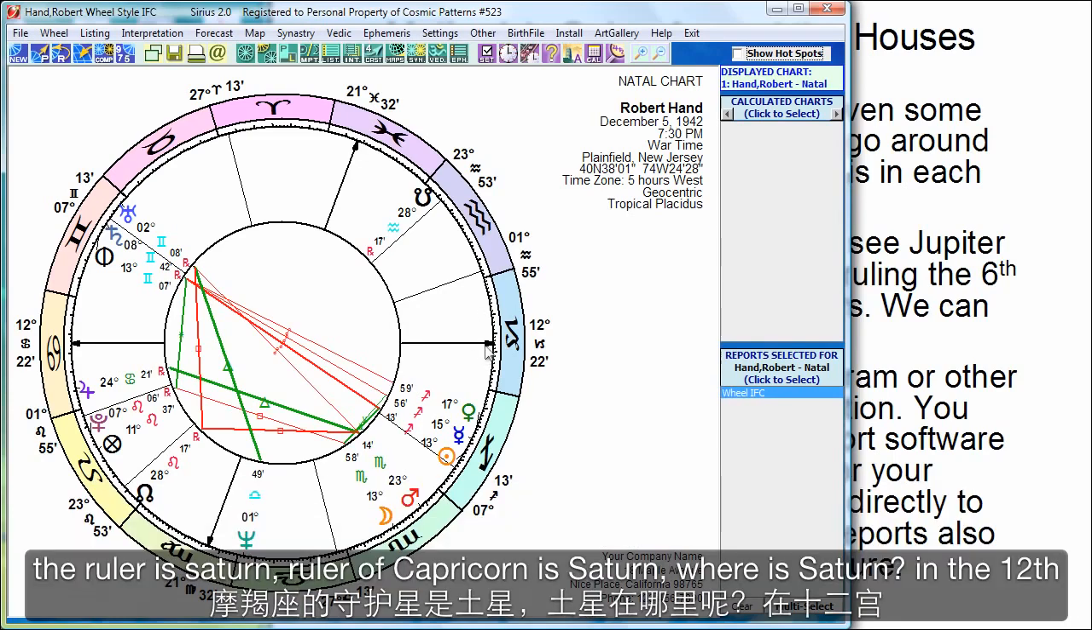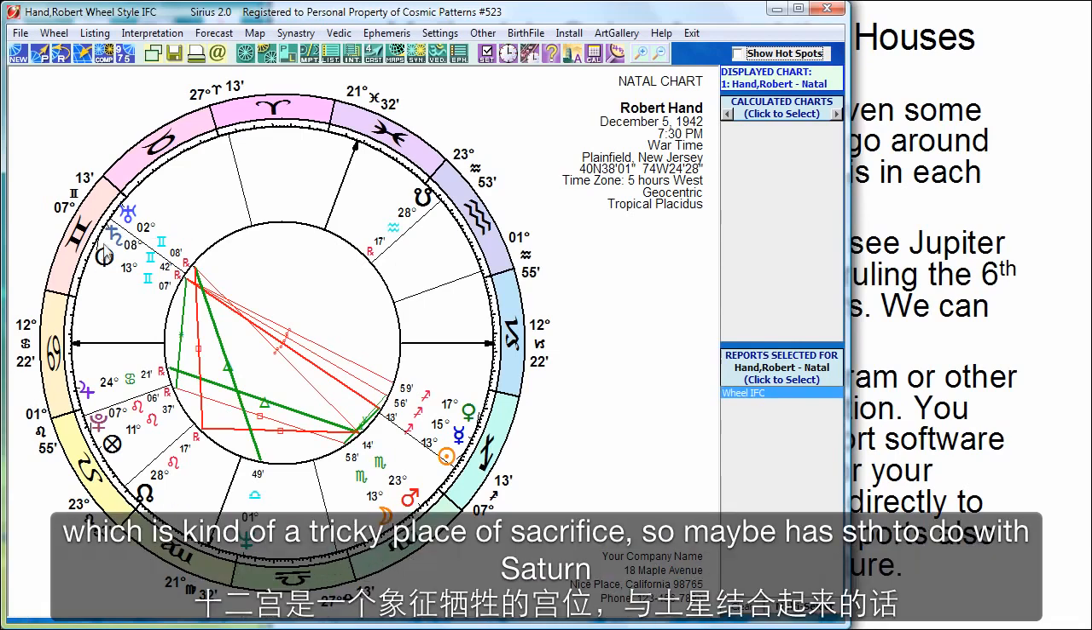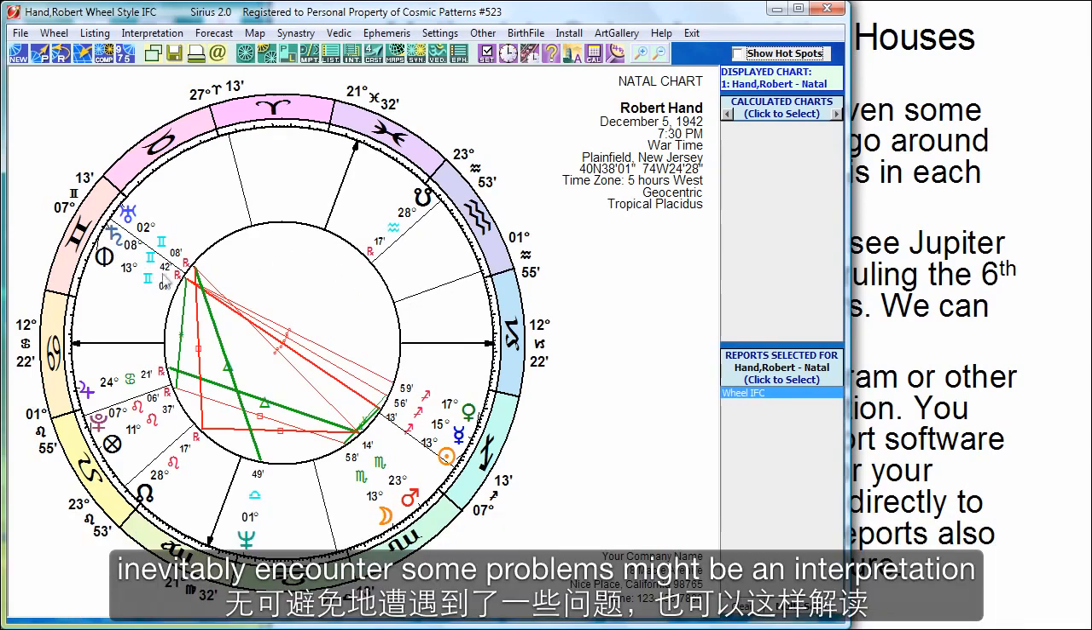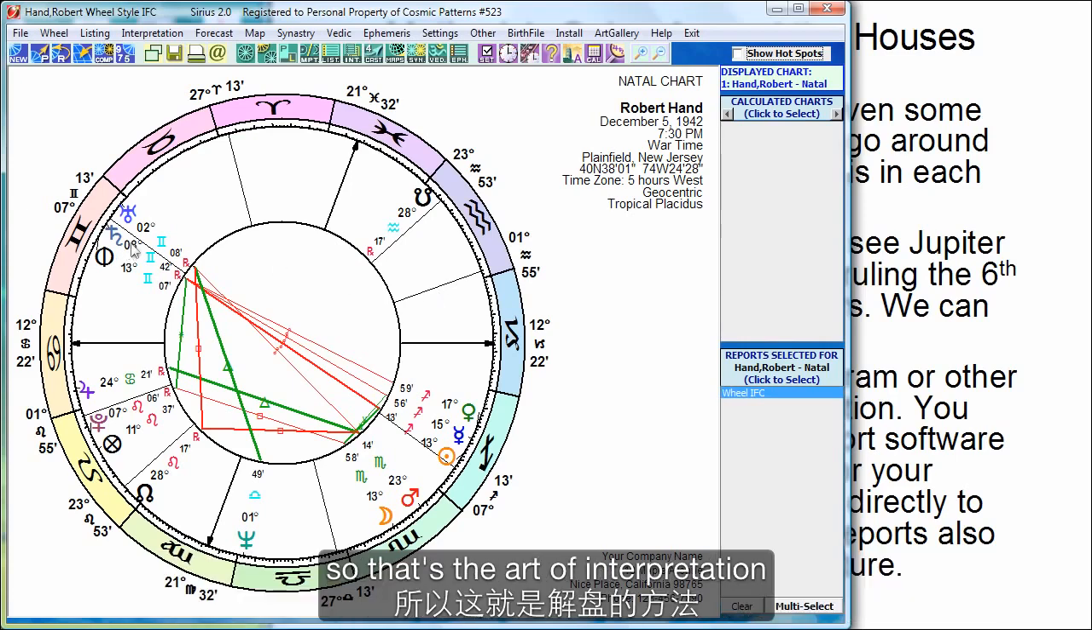The ruler is Saturn. Ruler of Capricorn is Saturn. Where is Saturn? In the 12th, which is kind of a tricky place of sacrifice. So maybe he has to give up and sacrifice in order to make his relationships work, and inevitably encounter some problems, might be an interpretation. So that's the art of interpretation.